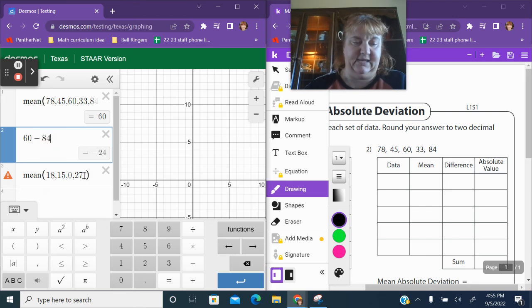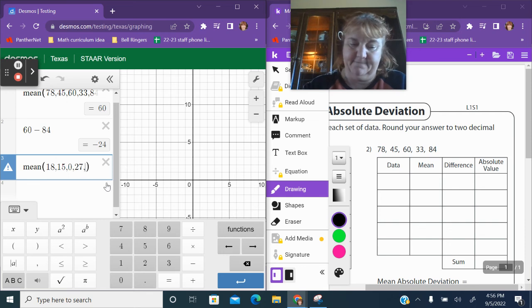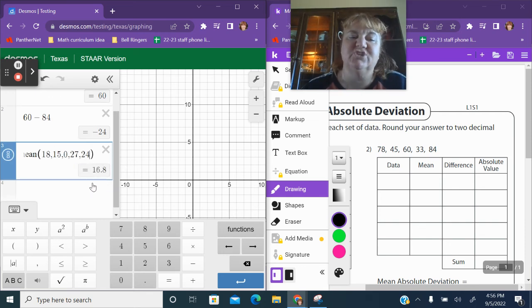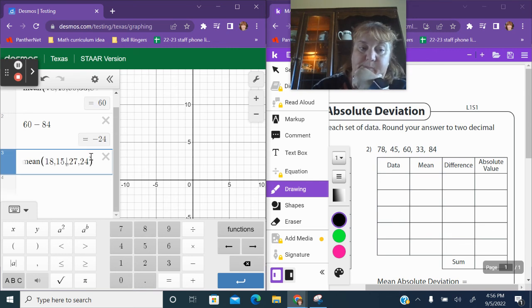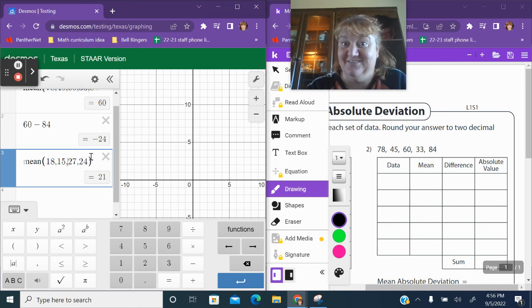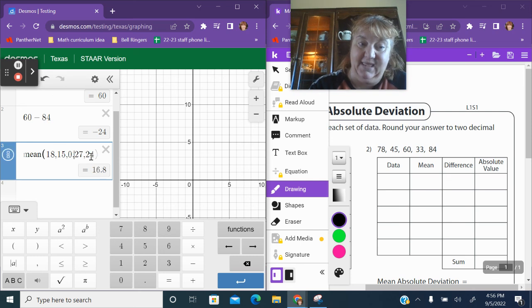And that's 24. Okay. So what it just did, here's my MAD, the mean of the absolute deviation. It's 16.8. Now, I want you to see what would happen if that 0 wasn't in there. It's 21, and that's not the answer. You have to put that 0 in there, okay?